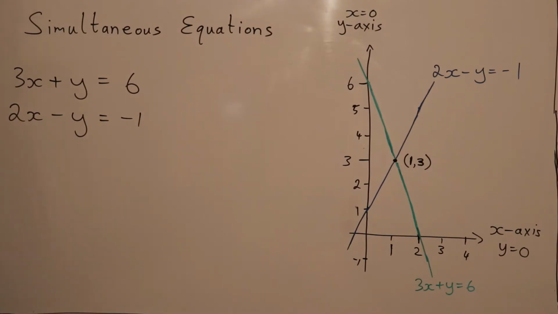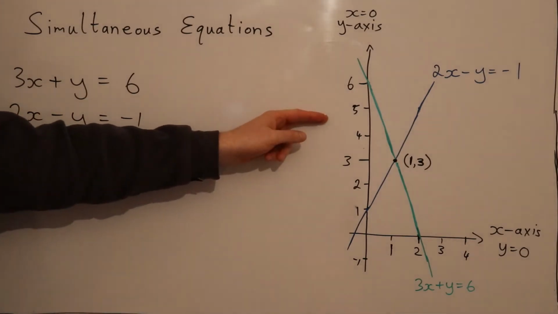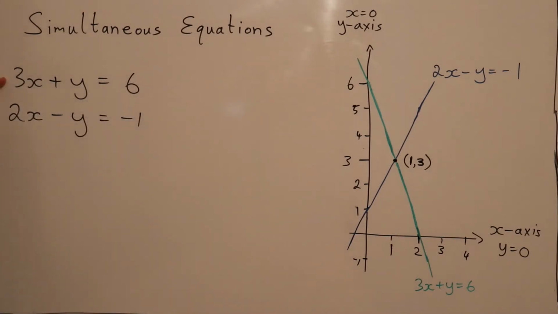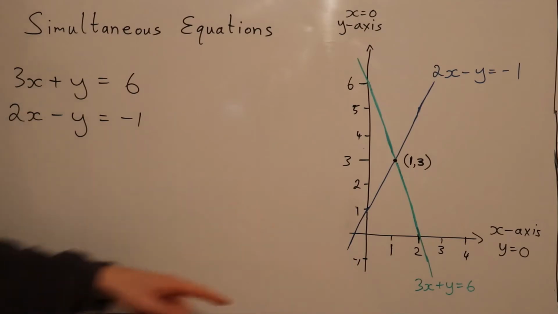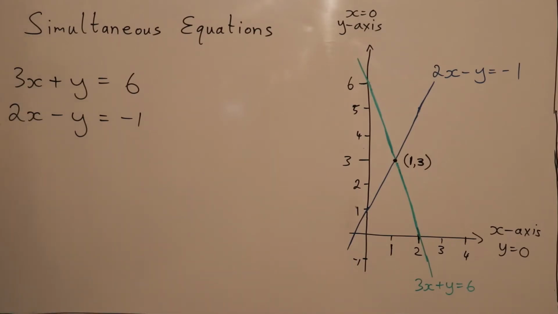Hello, today we're looking at simultaneous equations. We've got two lines, they've been drawn over here. The green line shows us 3x plus y equals 6 and our blue line shows us 2x minus y equals minus 1. We don't need to graph them to solve simultaneous equations, but it's just nice to see it when we're learning about it. So we want to solve this.